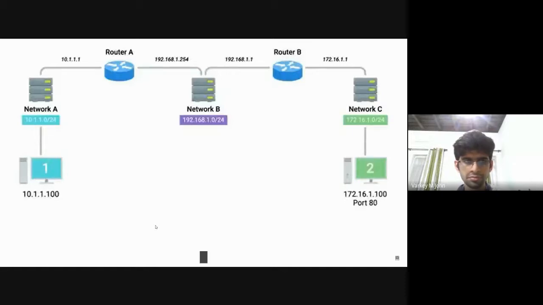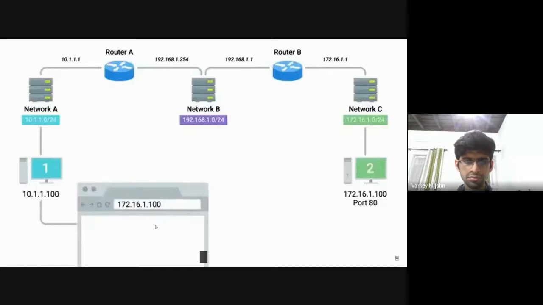An end user sitting at computer 1 opens up a web browser and enters 172.16.1.100 into the address bar. Let's see what happens. The web browser running on computer 1 knows it's been ordered to retrieve a web page from 172.16.1.100. The web browser communicates with the local networking stack, which is the part of the operating system responsible for handling networking functions. The web browser explains that it's going to want to establish a TCP connection to 172.16.1.100 port 80.